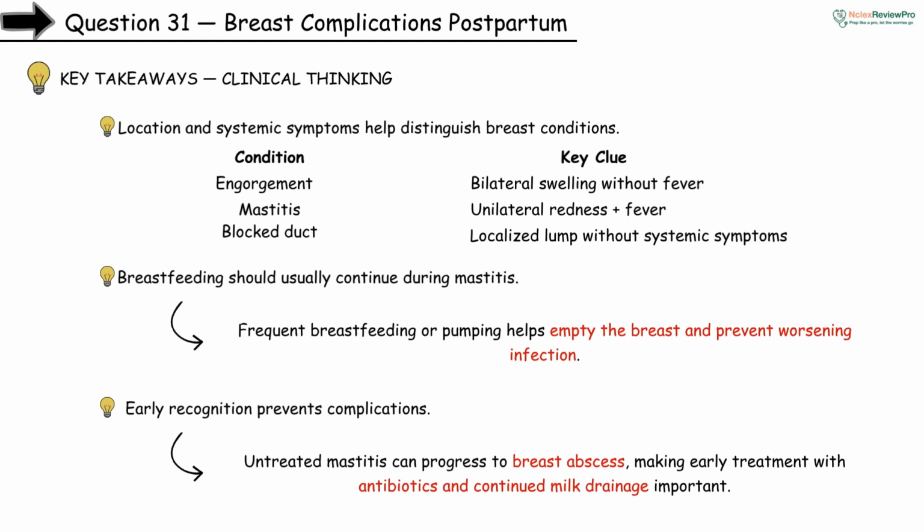So the key takeaway here is this. Mastitis is identified by unilateral breast pain with redness, warmth, and systemic symptoms such as fever and flu-like illness, and distinguishing it from engorgement or blocked ducts is a high-yield concept on the NCLEX and essential for early treatment and prevention of complications like breast abscess. And that completes this section on postpartum nursing care.